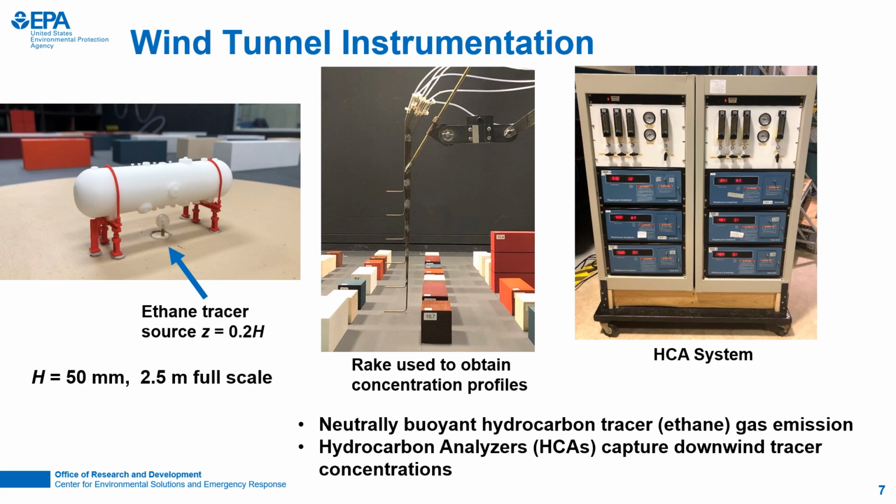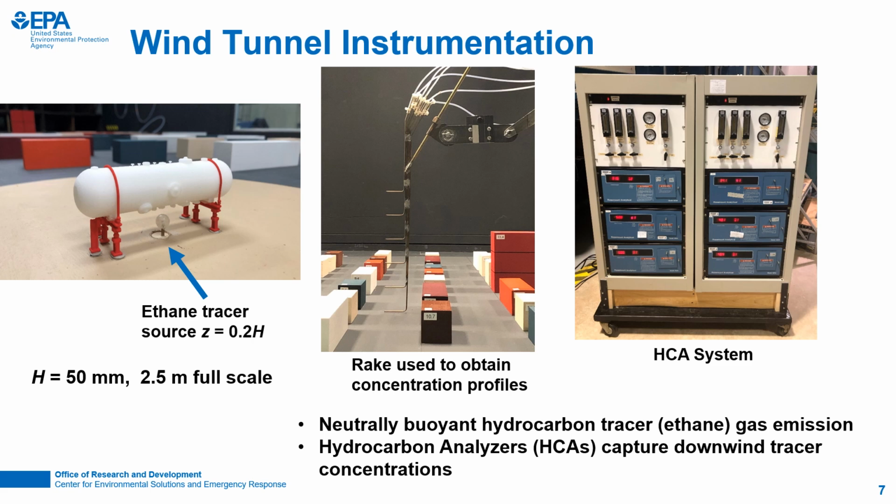The ethane was released through a porous omnidirectional ball at various heights, but the image on the left shows that this release was at 1/5 the height of the average building height. We denote the scaled wind tunnel height measurement of 50 millimeters as H, which was 2.5 meters in full scale.